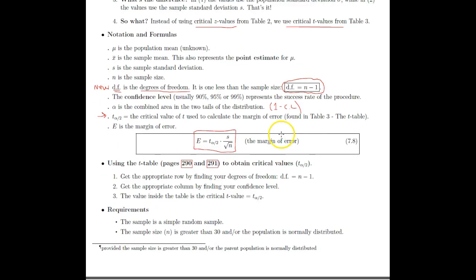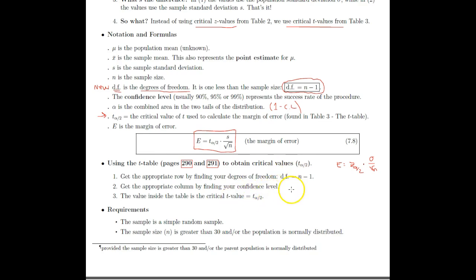Okay, so back in section 7.4, your E is just going to be t sub alpha over 2. You look that up in the table, and you times that by S, your sample standard deviation, over square root n. Very similar to our old E formula, which was Z sub alpha over 2 times sigma over root n. Right? Incredibly similar. Okay, so to use the t-table, you get the appropriate row by finding your degrees of freedom, where degrees of freedom is n minus 1. Just talked about that. Then you get the appropriate column by finding your confidence level, which is pretty easy.